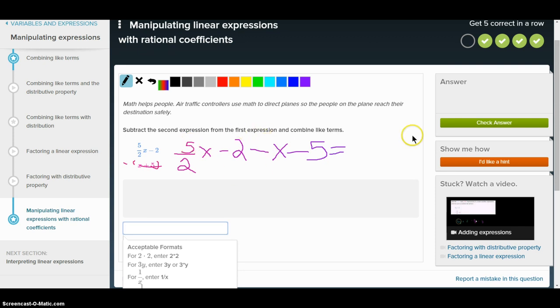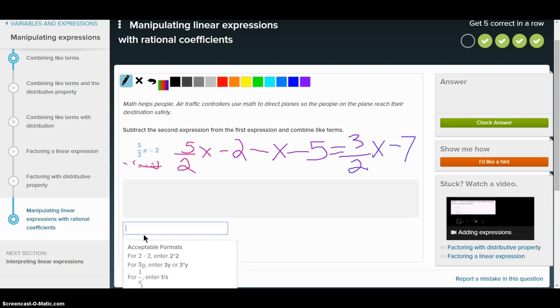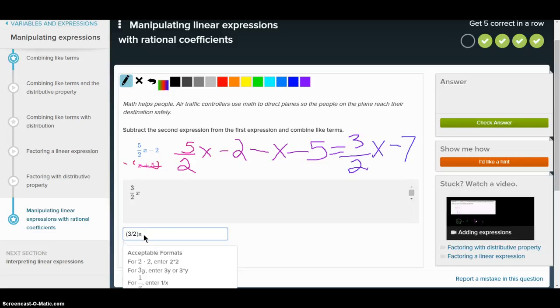5 minus 2 is 3 halves. So 3 halves x. And then negative 2 minus 5 is going to be negative 7. Okay, so 3 halves x minus 7.